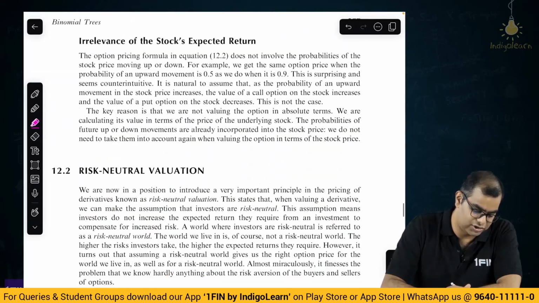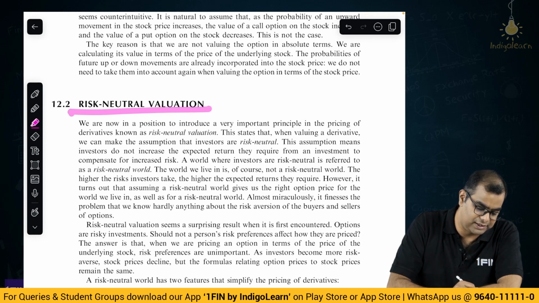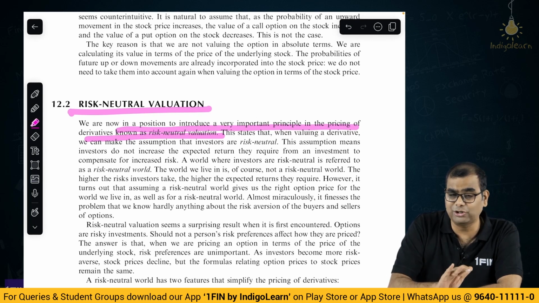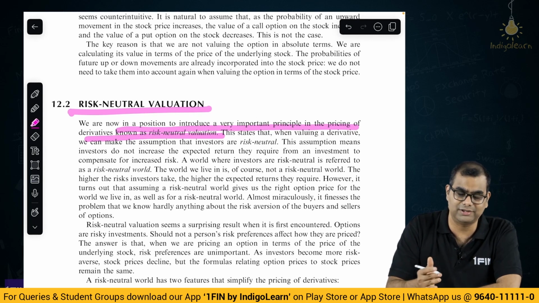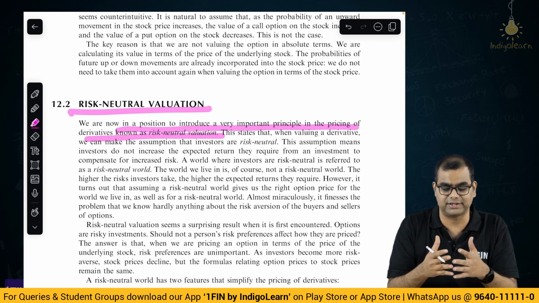Now, coming next to the other part, risk neutral valuation. They have said, now after understanding binomial, let us understand a very important principle in the pricing of derivatives known as risk neutral valuation. So, it is slightly independent of binomial. It is linked to binomial, but again, it is very grey, right? So, the way it is done, I will show you the other things also.